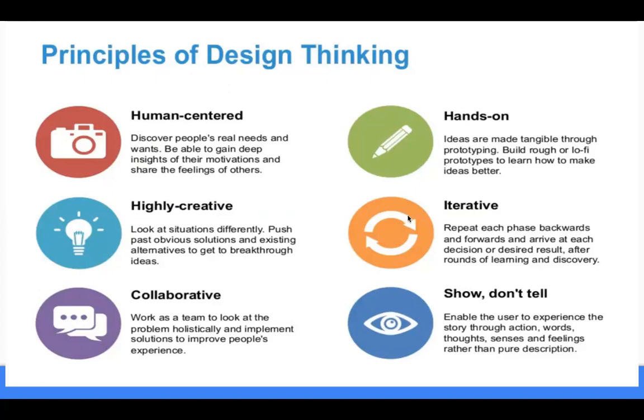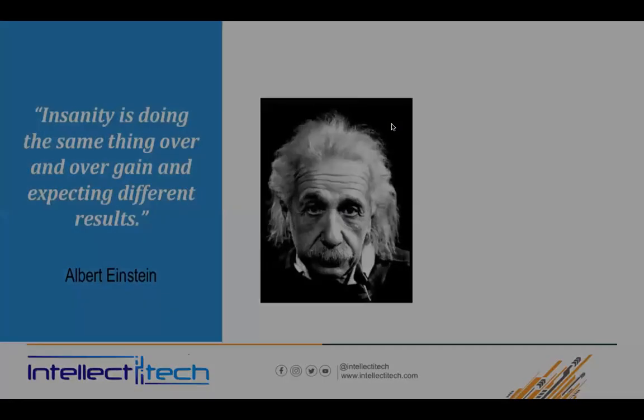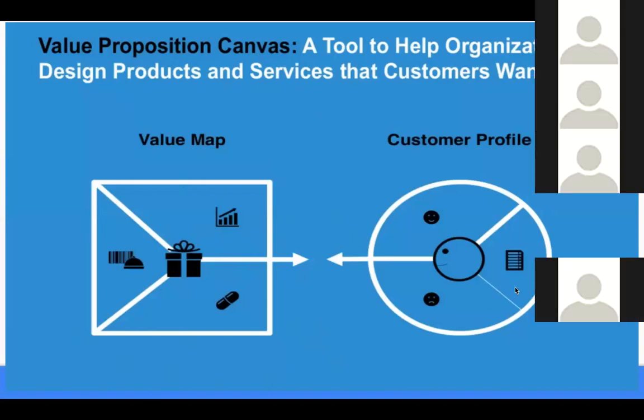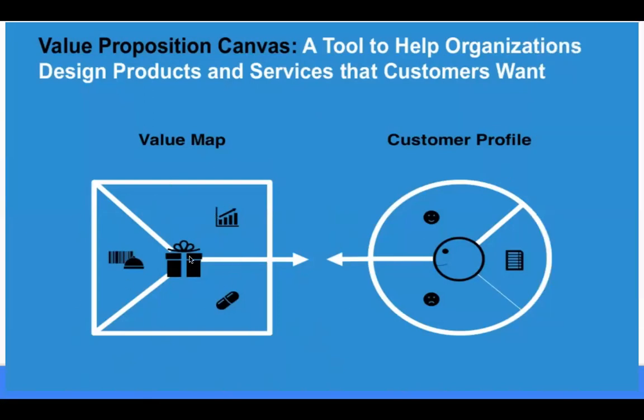What you are going to do before designing, you're going to get a big paper. Those who can get sticky notes, you can get sticky notes. You're going to draw this to look the way it looks: the value map on the left and the customer profile on the right in the circle, as you see. So you don't make any mistake, you have to draw like this.